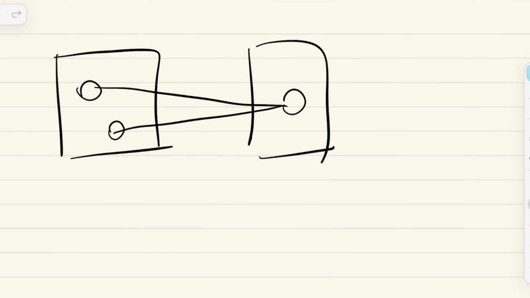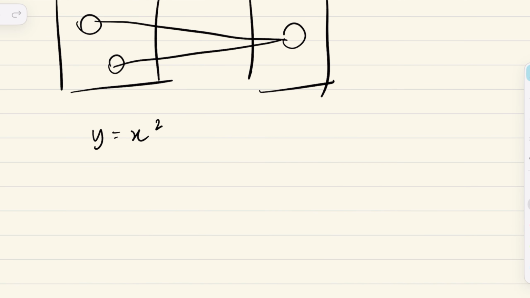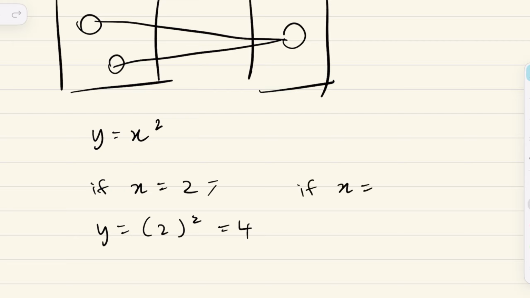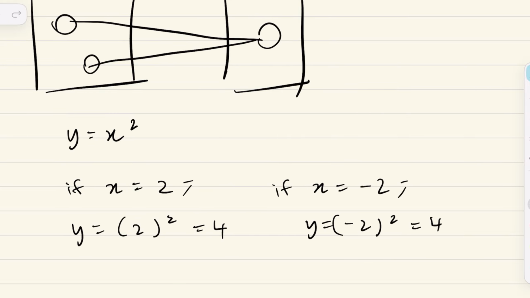All right. Let's take the example y equals x squared, where again, y is the output, x is the input. If x is equal to 2, y is equal to 2 squared, which gives us 4. And if x is equal to -2, y is equal to -2 squared, which also gives us 4. So this shows that we have one output, 4, with two inputs, 2 and -2.